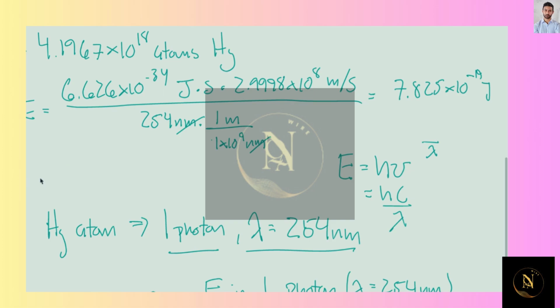Okay, so now we do 4.1967 times 10 to the 18th photons times 7.825 times 10 to the negative 19th joules per photon. And what do we get? I get 3.284 joules.